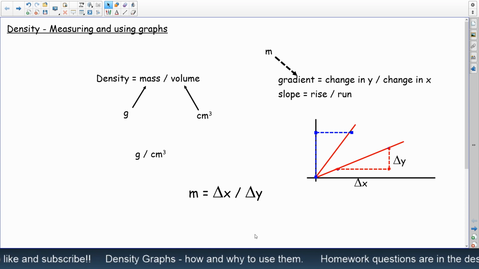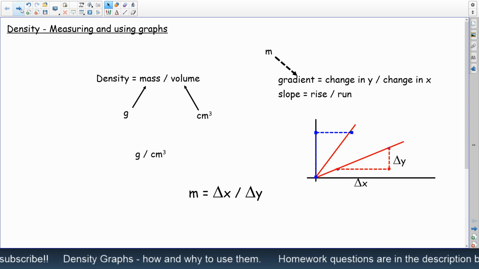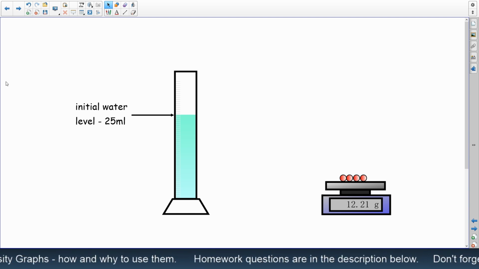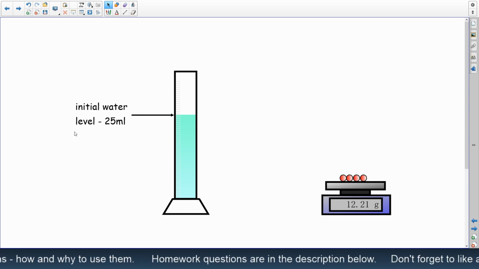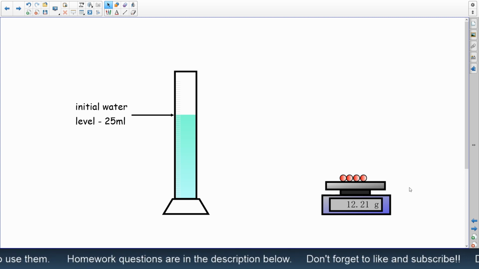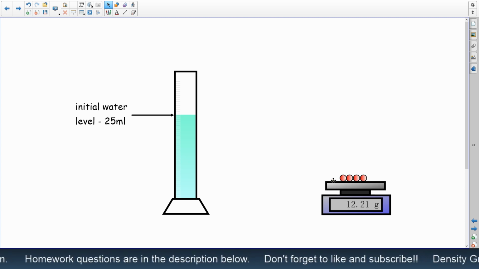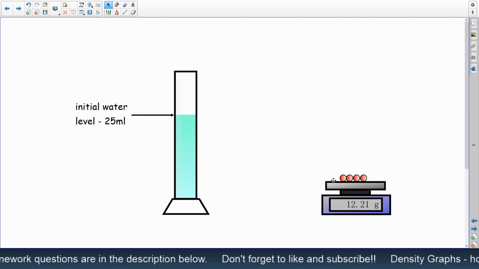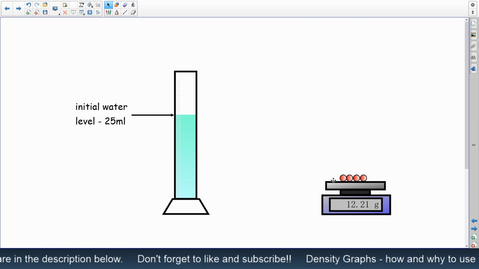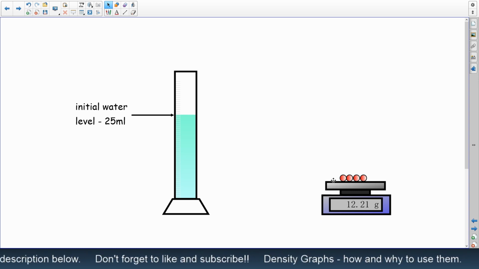All right, so let's take a look at a little object here. Let's imagine that I have some water in a measuring cylinder, and I've already measured the initial water level to be 25 milliliters, and I have some little bits of material sitting on a set of scales. I have 4 little balls here, and they have a combined mass of 12.21 grams.